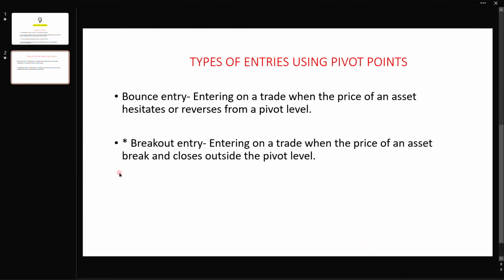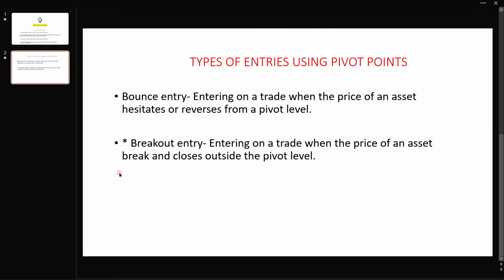And going on to the second slide, there are two types of entries using pivot points. Number one is the bounce entry and number two is the breakout entry. The first type, the bounce entry, is when you enter a trade when the price of an asset touches a pivot point and bounces or moves away from it. For example, when BankNifty is in a downtrend and touches a support level in the pivot point and then moves away from the support pivot point, which means the price has bounced back from down to up, then it is more likely that the trend is about to change from bearish to bullish. Hence, buyers place a buy order from there.